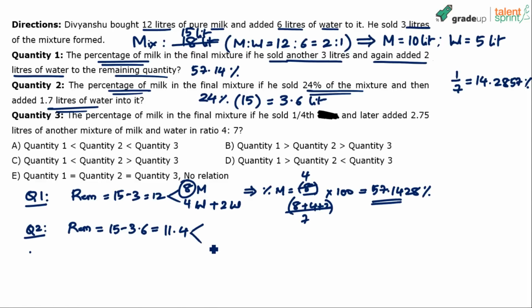Remember, 11.4 liters will have how much milk and how much water? It should be divided in the ratio of 2:1. The ratio of milk to water will remain the same, 2:1. This will not change. Yes or no? It is the same initial mixture. Only the quantity has reduced. Concentration will not change. So you have to divide 11.4 in the ratio of 2:1.